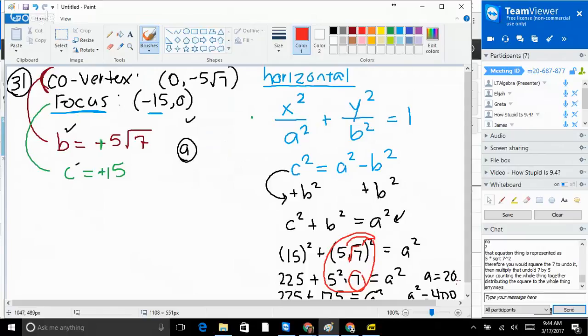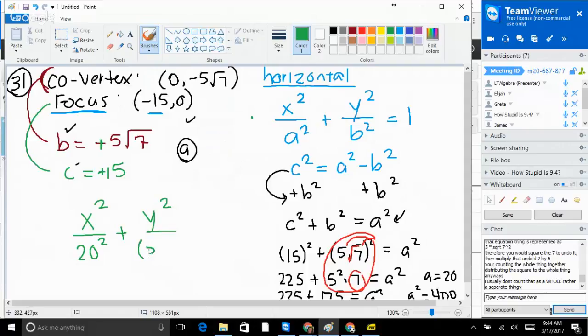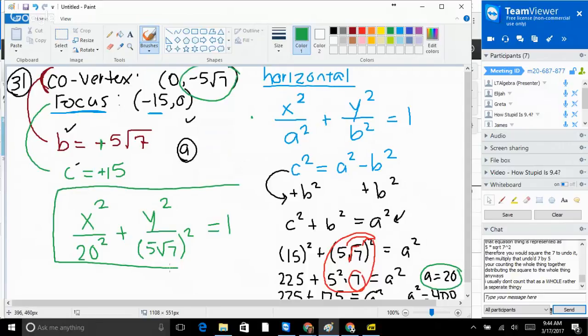A is 20. So now what is the point? The point is to write an equation. So let's write an equation in green. St. Patrick's Day, right? So x squared over a squared, which a squared is 20 squared, plus y squared over b squared, and b is 5 square root of 7 squared equals 1. So this is just filling in the blanks. I solved for a, I have b, I fill in the blanks, and I get my equation.